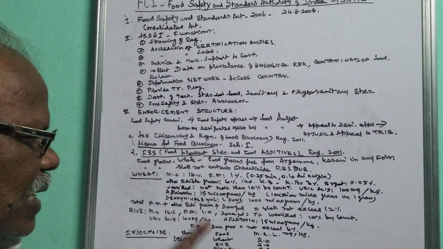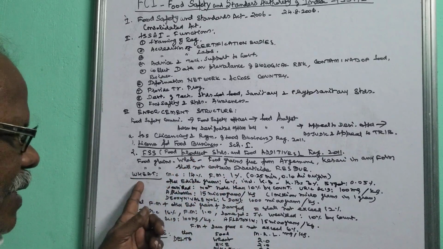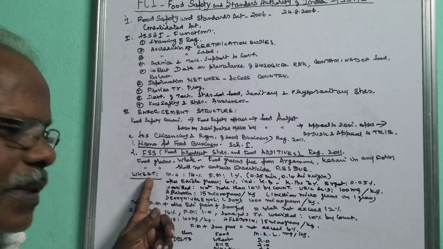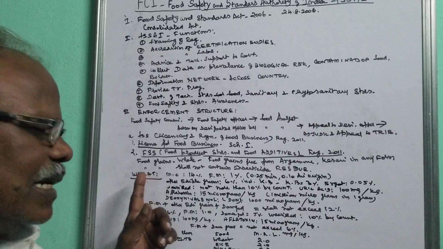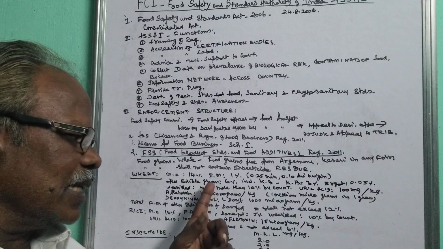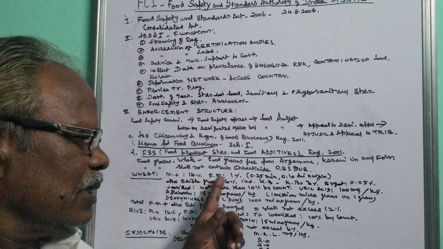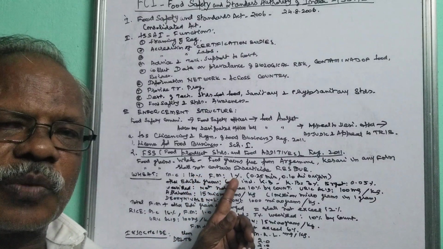Now we will see the standards for wheat and rice. In wheat, the moisture should not exceed 14%. Foreign matter should not exceed 1%.